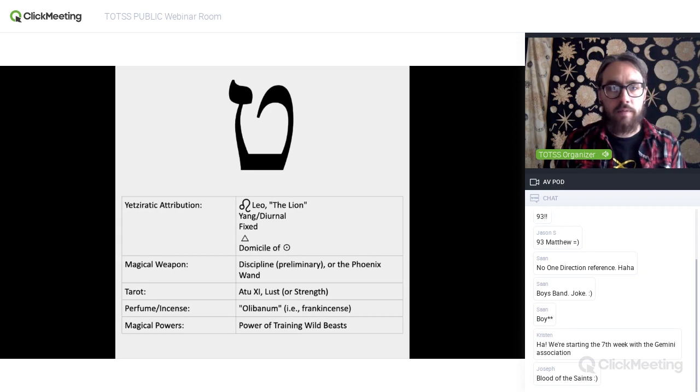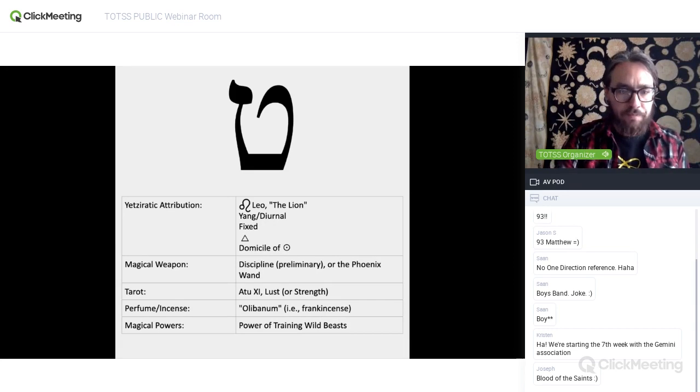I'll try to remember to add that in before I do the final notes here. But those 3 cards would be associated with the 3 decans of Leo.